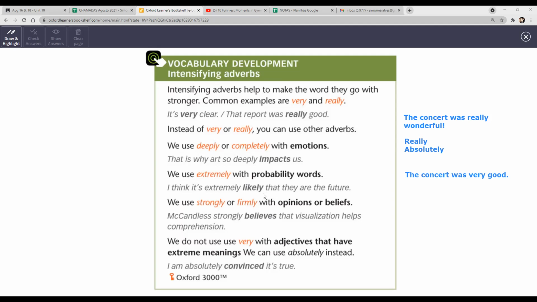Now, we use strongly or firmly with opinions or beliefs. So, can you read the example, please, Mateus?